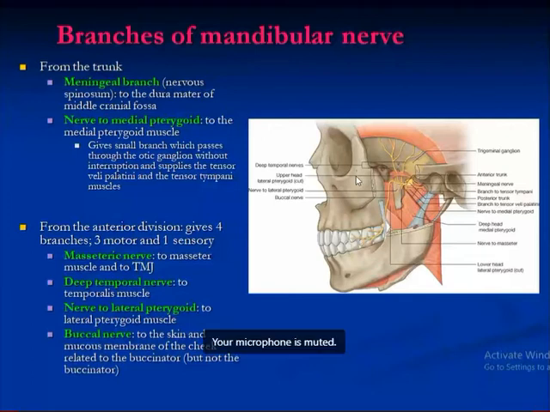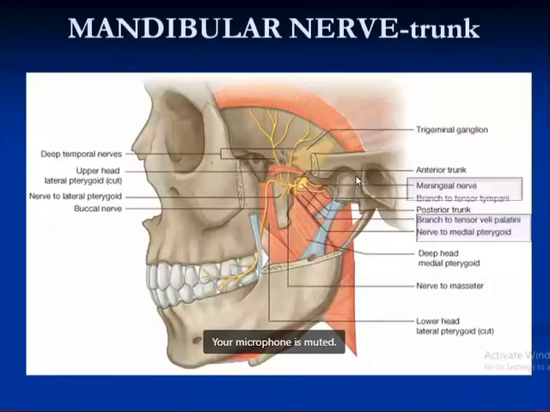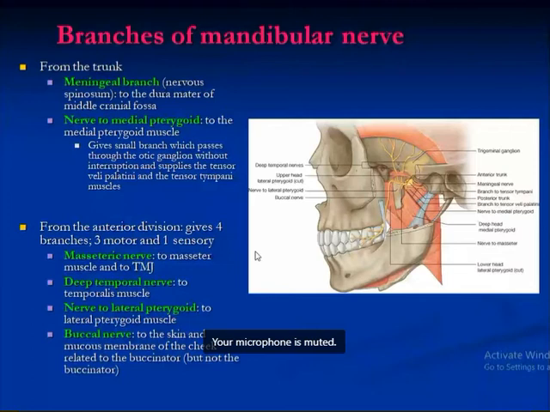So from the anterior division, you can see this one is the deep temporal nerve, this one is the nerve to lateral pterygoid, nerve to masseter, and this one is the buccal nerve. Now, out of all those branches which arise from the anterior division, the buccal nerve is a sensory one. It will supply the skin and the mucous membrane of the cheek area. That means it will not supply the muscle. It will just carry the general sensation.